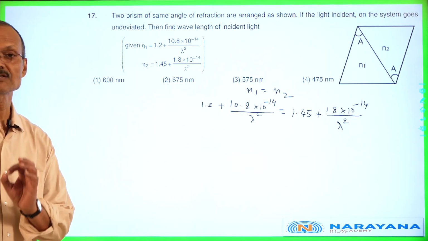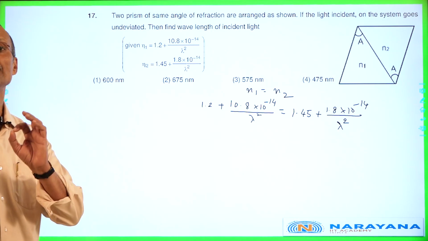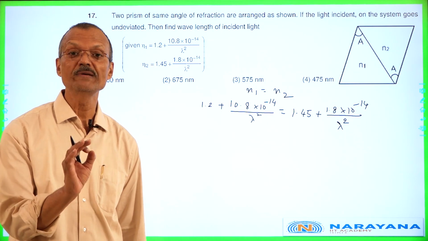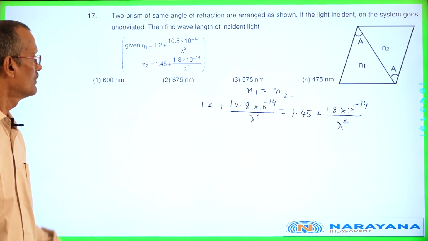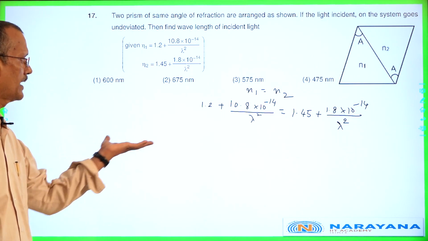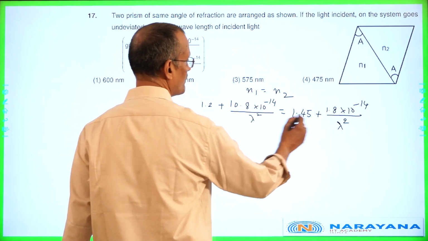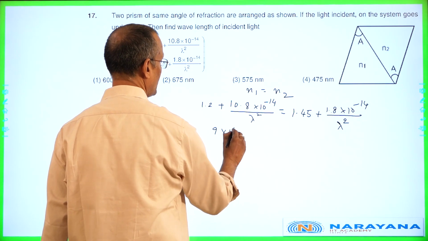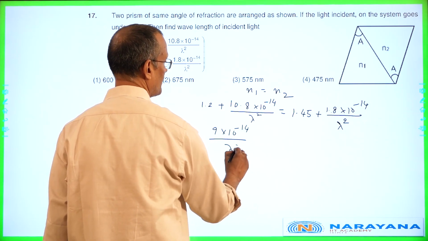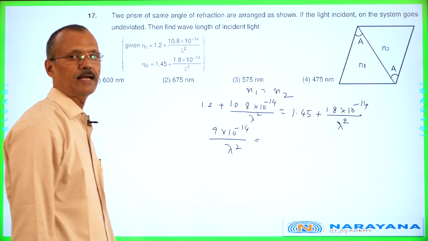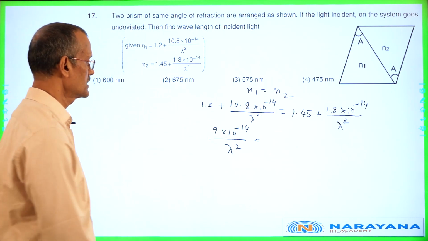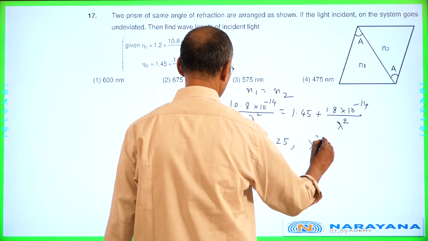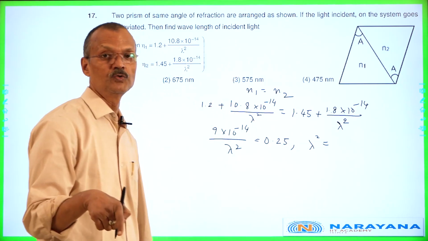If light has to move undeviated, the medium must be the same, or you can say that the refractive indices of both media must be equal. Now, they are asking me the wavelength, I have to calculate it. So, 10 to the power minus 14, 10.8 minus 1.8, so it will become 9 times 10 to the power minus 14 by lambda squared. 1.45 minus 1.2 means it will be 0.25. So, my lambda squared will become 9 by 0.25.